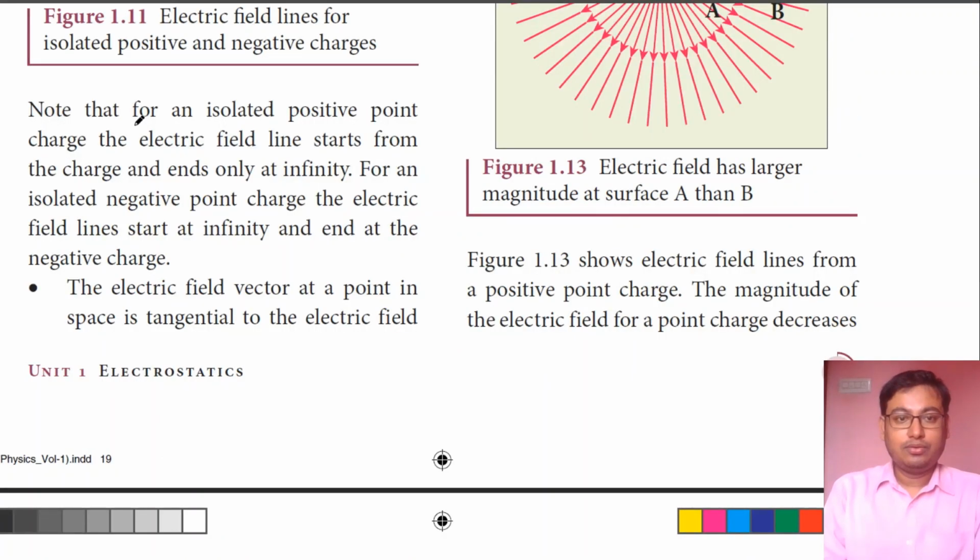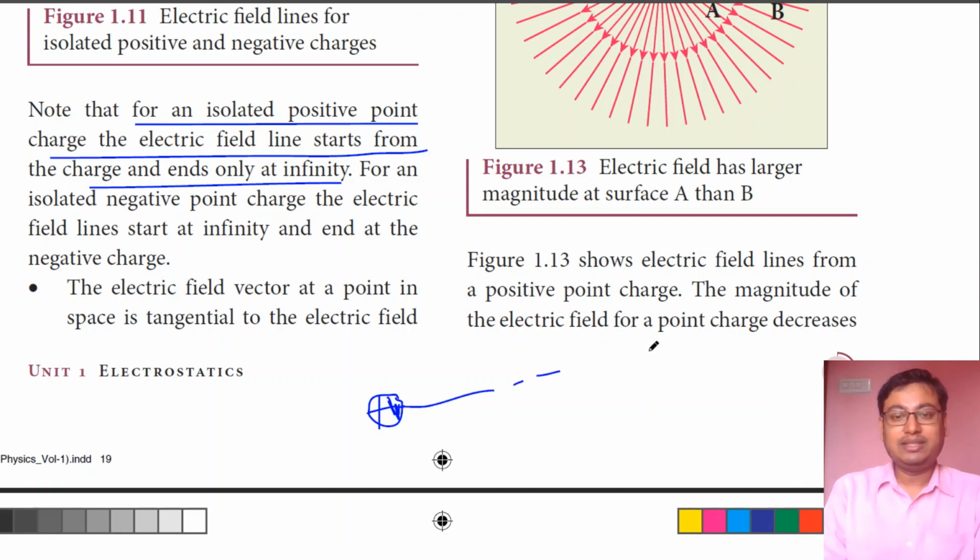Note that for an isolated positive point charge, the electric field line starts from the charge and ends only at infinity. That means if we have a single isolated positive charge, in that situation the electric field lines will start from the charge itself and go up to infinity. It cannot be stopped anywhere in between the origin and infinity.